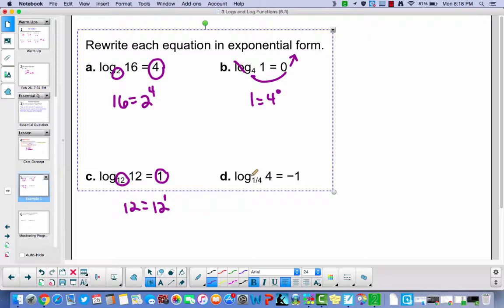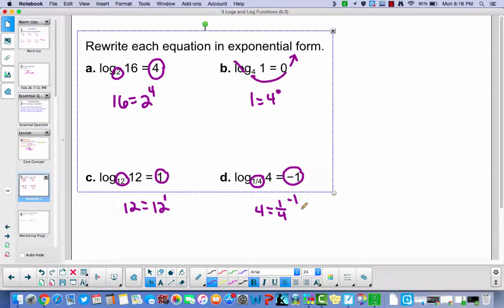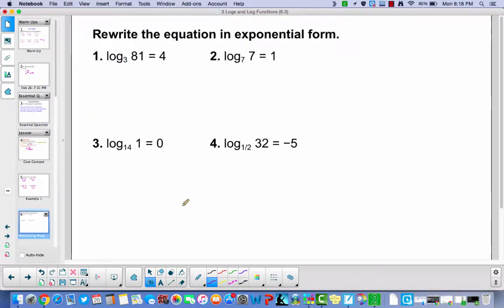Yes. Same thing here. What's my base? It doesn't matter if my base is a fraction. That's okay. This is my exponent. So 4, my argument, is equal to 1/4, that's my base, to the negative 1 power. All right, I'd like you to try a few of these on your own. So pause the video here and try those.